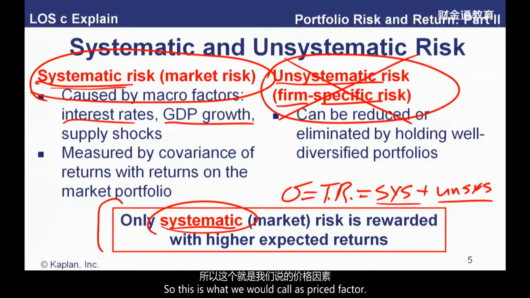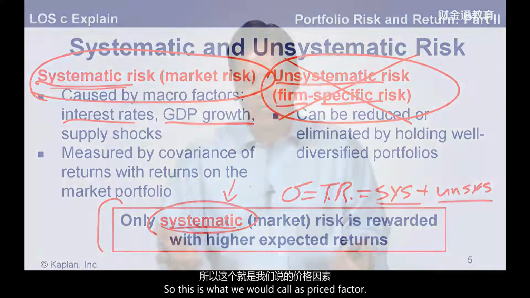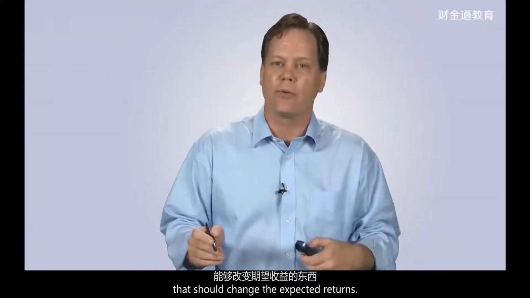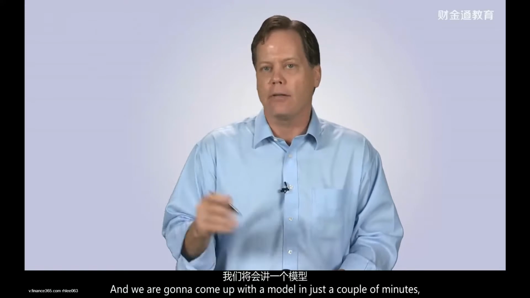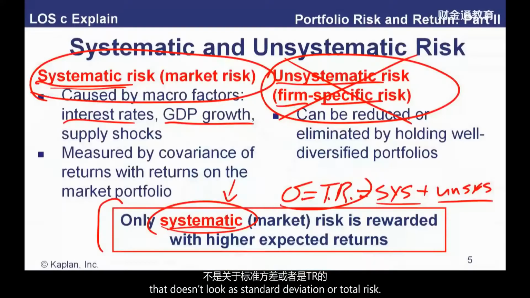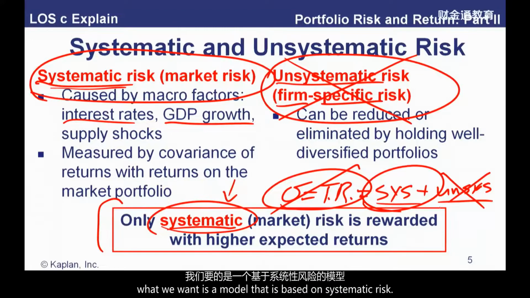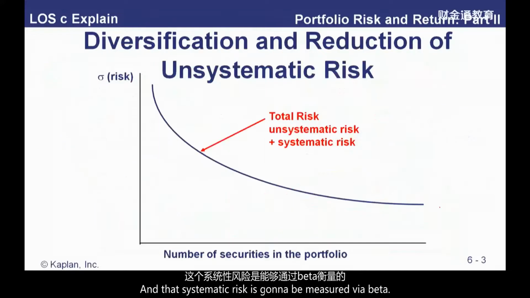So this is what we would call the priced factor, right? So this is going to be something that should change expected returns. And we're going to come up with a model in just a couple of minutes that doesn't look at standard deviation or total risk, right? Because this part's not important. What we want is a model that is based on systematic risk, right? And that systematic risk is going to be measured via beta, right?